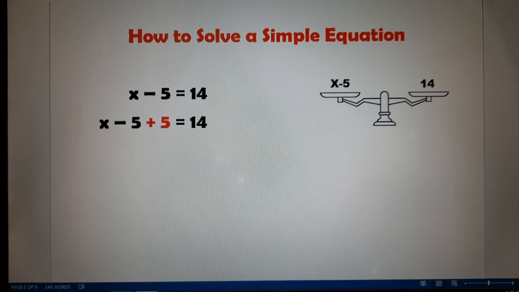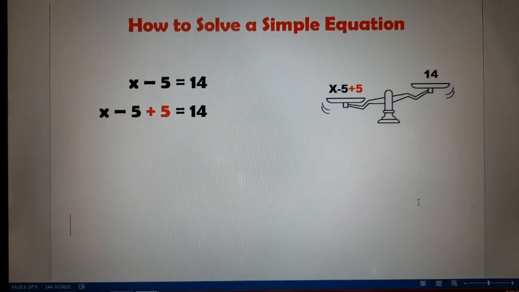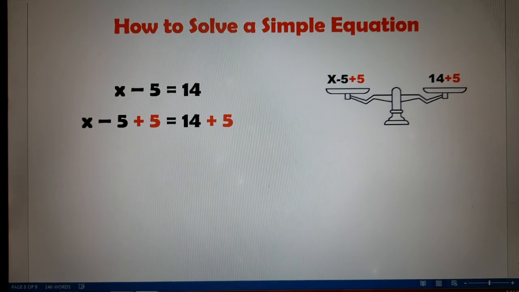But what will happen to the balancing scale when you add 5 to the left side? Now you understand the scale is not in balance because we added 5 only to the left side. So in the equation also, if we want to keep the equation in balance, we should add 5 to the right side also. It means children, if you do any change to any side of the equation, you should do the same change to the other side of the equation for keeping the equation in balance.